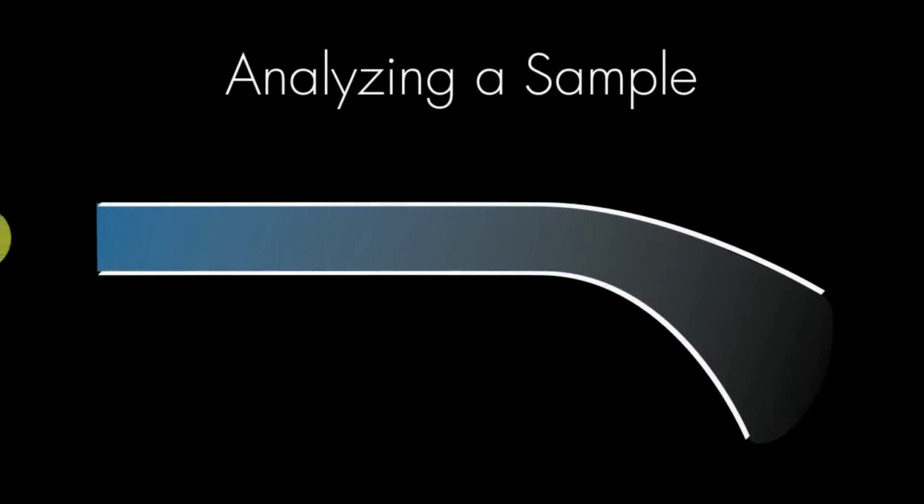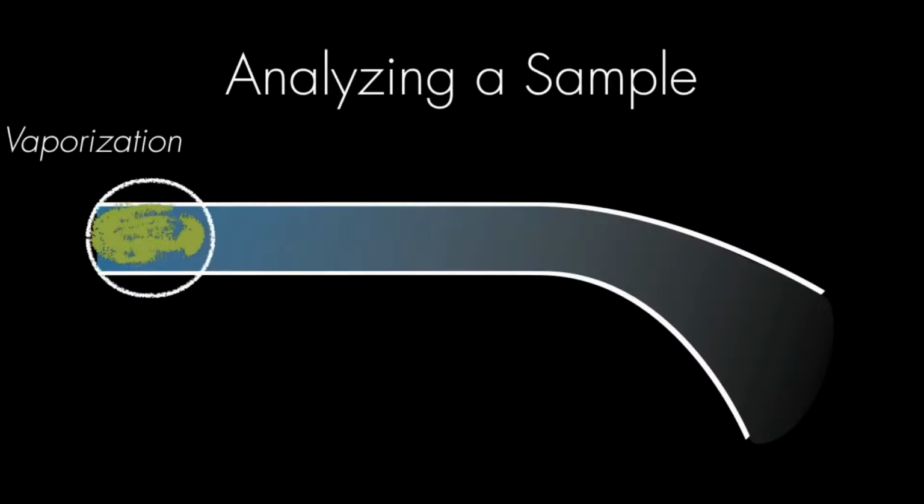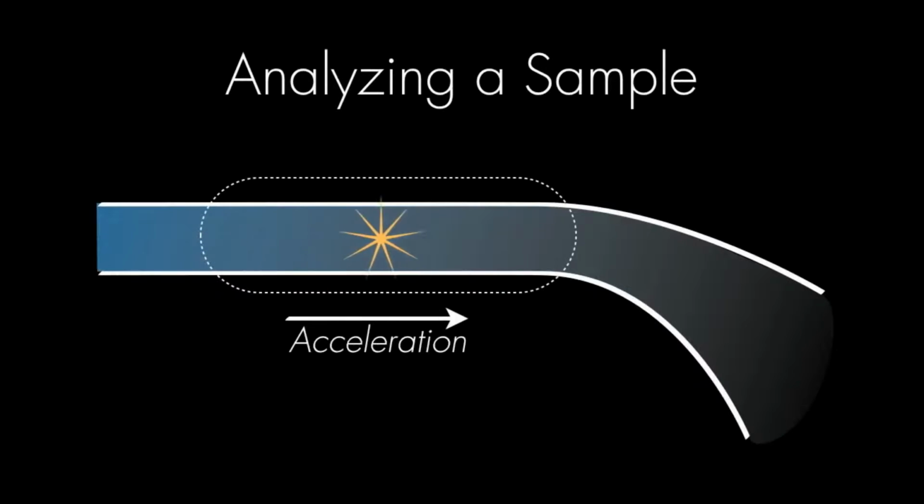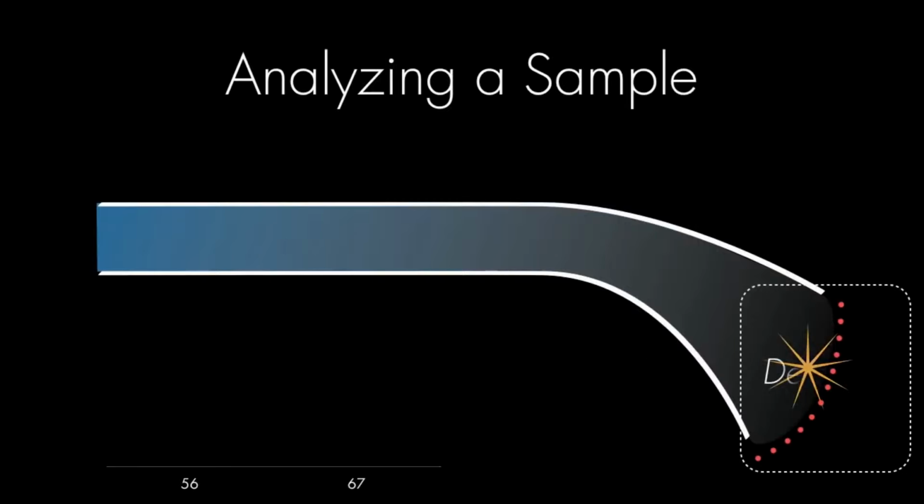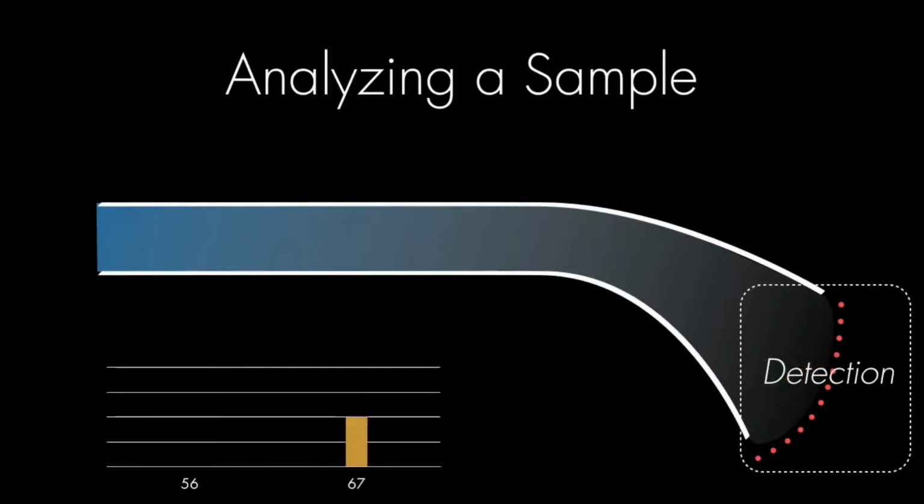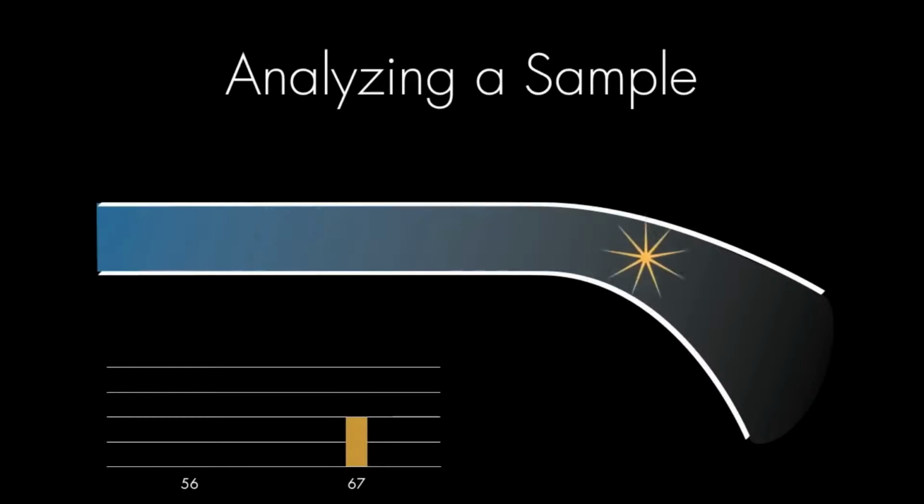So let's analyze a sample. If we vaporize it and ionize it, accelerate it, deflect it, and then detect it, we can record its mass-charge ratio. If we repeat this with more of the same sample, we will record different size fragments. Eventually, we'll know the proportions of all the different sizes.